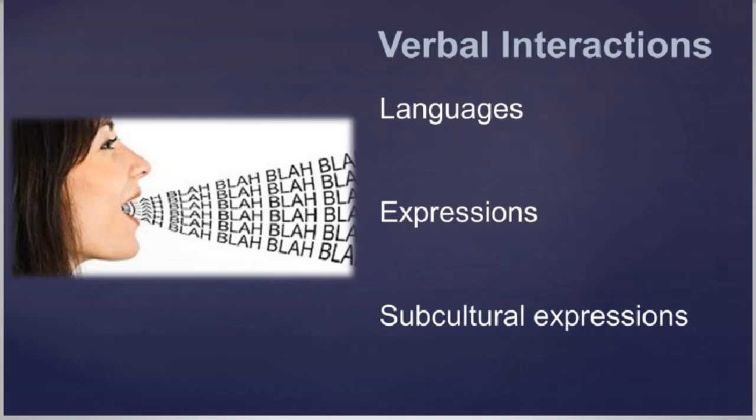Verbal interactions can be vocal, spoken, or non-vocal, such as Braille or sign language. Our multiple languages can cause misunderstanding and have different interpretations. In addition, our expressions may be misunderstood and have different meanings to different cultures. Our world is now filled with subcultural expressions and shortened structures that can confuse someone of another language.